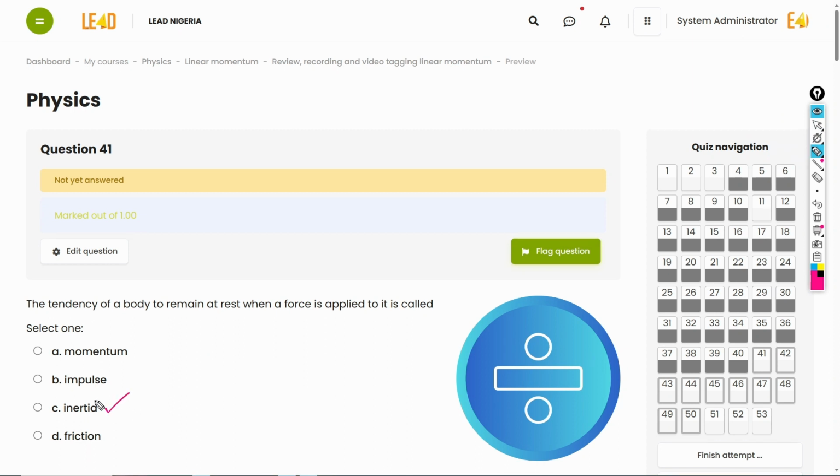Friction is similar to inertia, but friction is external. Friction is when, from external factors, maybe from the road or whatever, two objects try to move one another. So it's external. But inertia is the internal state of a body to not want to change its state of motion. So the correct option is C.